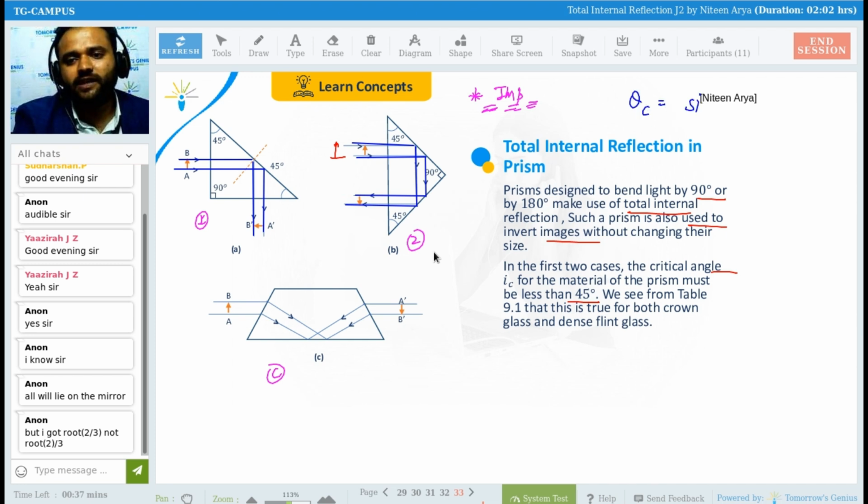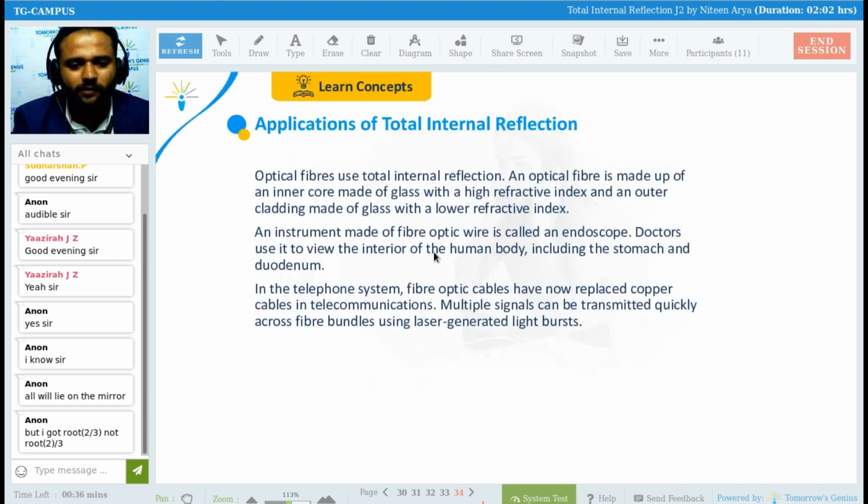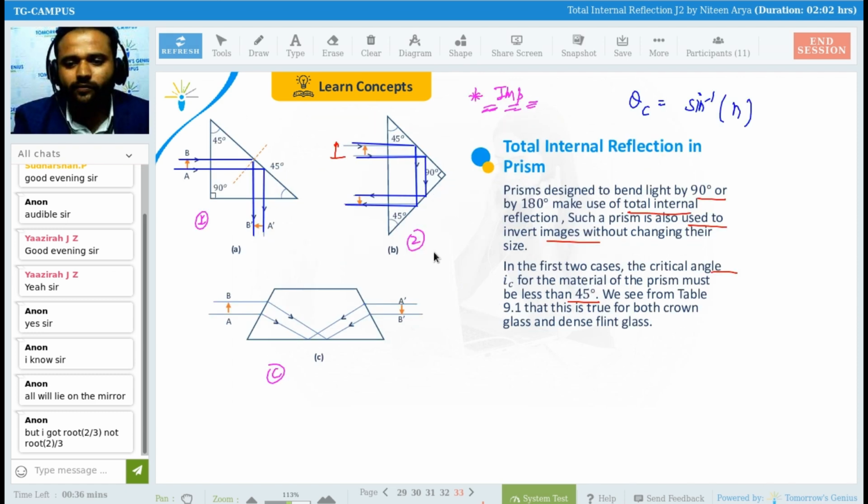Because we know theta c is sine inverse of n2 by n1, where n2 is 1 for air and n1 is n, so I can write it directly as sine inverse of 1 by n. Clear now? So we choose the refractive index such that theta c is less than 45 degrees, and when the critical angle is less than 45 degrees, we make use of this prism to rotate these kinds of rays or images. Clear everyone? So we see from table 9.1. This is table 9.1. Okay, don't focus on this.